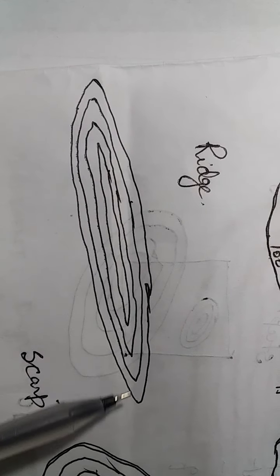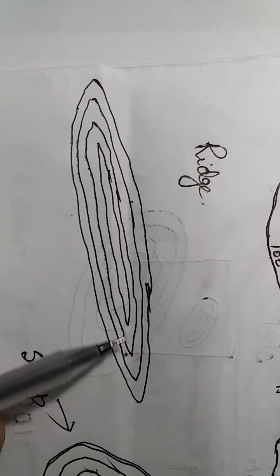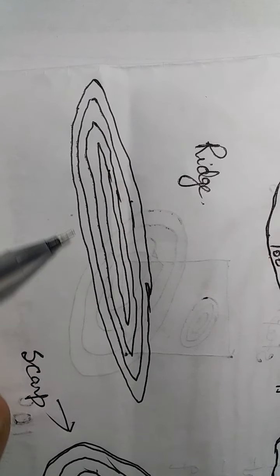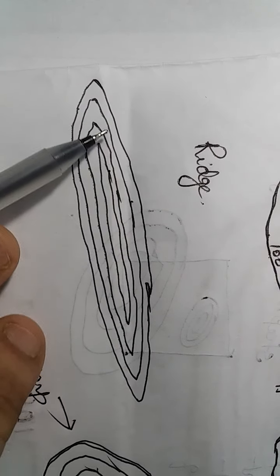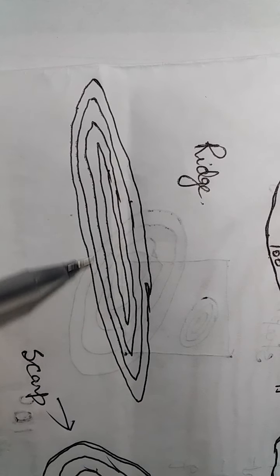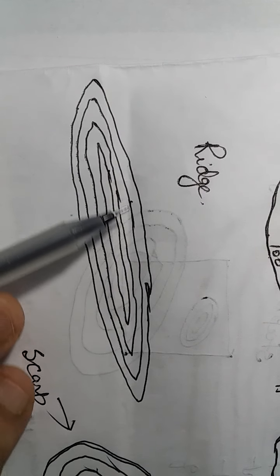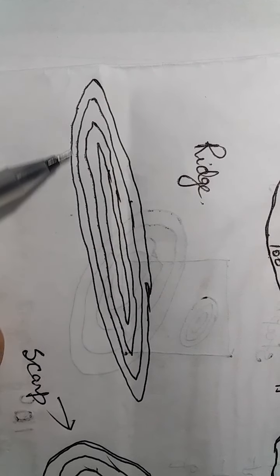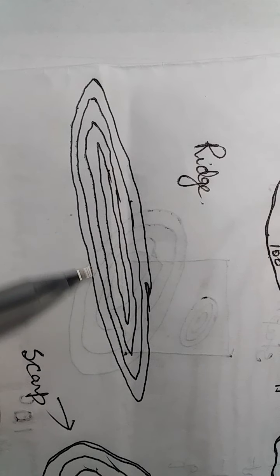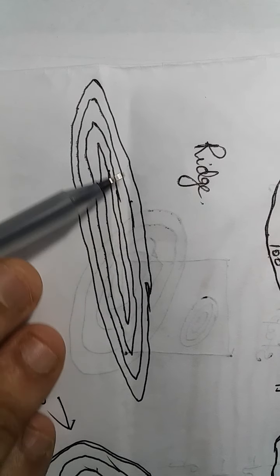This is a ridge. It's a long, narrow range of mountains or hills. So I've just taken one part of it. You can see that the contours are long and elongated. That is how we recognize a ridge. So whenever you come across long elongated contour lines, it refers to a ridge.